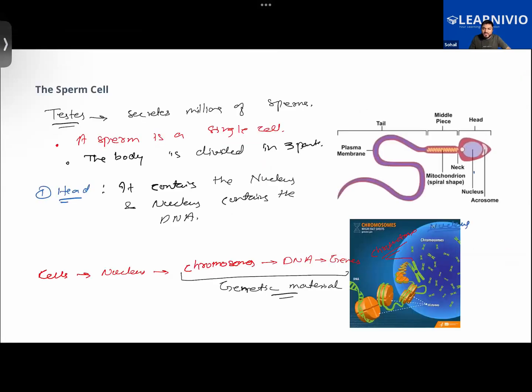Now in the middle piece, in the middle part of the sperm cell, we have an important cell organelle called mitochondria. I suppose some of you would be aware that this is called the powerhouse of the cell also, right?